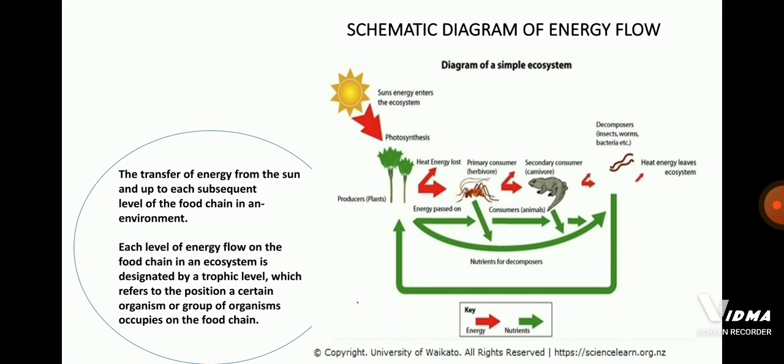In this schematic diagram of energy flow, one can see easily the sun energy which enters the ecosystem, and the red arrows are for the energy flow, as well as the green arrows will designate the flow of nutrients. So, the producers here are the green plants, then you can see the primary consumers which are the herbivores, then secondary consumers such as the lizards, etc. Apart from that, you can see the position of decomposers such as insects, worms, bacteria, etc.